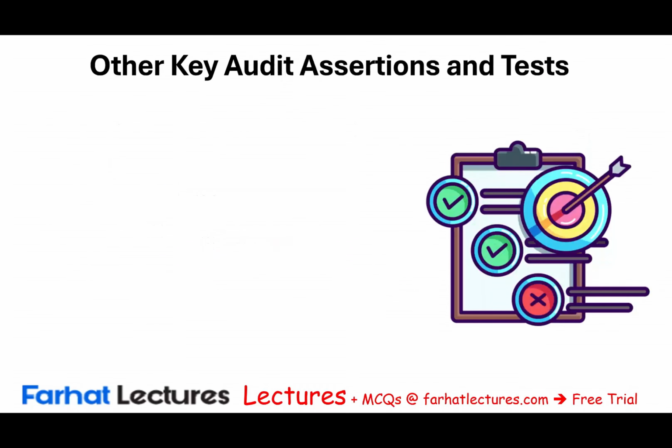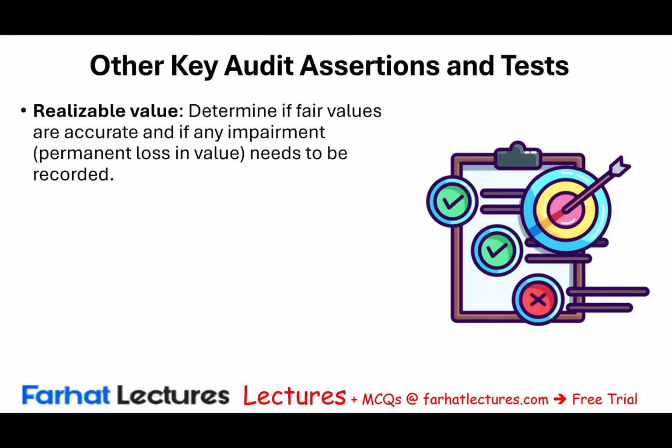What are some other key audit assertions and other tests that we need to be familiar with? Realizable value. Determine if the fair values are accurate, and specifically here when we say realizable value, we're looking at any impairment losses. What are impairment losses? Impairment losses are losses that are permanent in nature. It means the security went down in value and it's not going to recover.